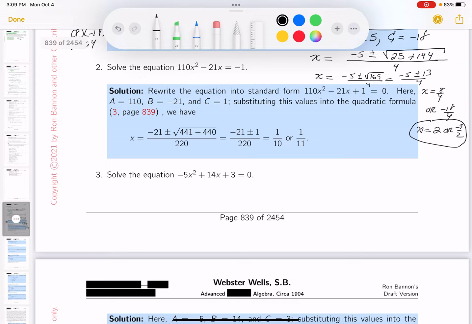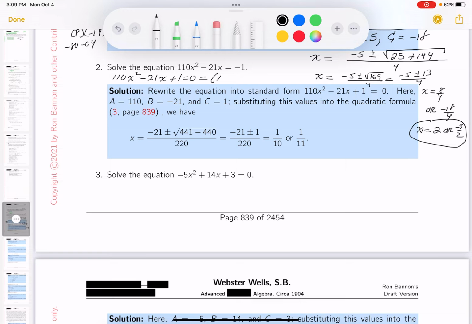The next one is not written in the form I like, so we have to write it in the form we like. And what's that going to be? Well, 110x squared minus 21x plus 1 equals 0. Well, again, my claim over here, I'm still going to factor it. All right, so take a look at it.